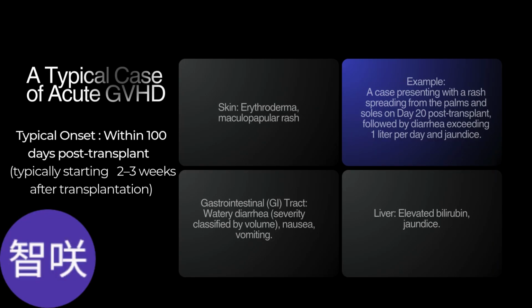A typical case of acute GVHD is described as follows. Acute GVHD refers to GVHD that occurs within 100 days after transplantation. It generally develops 2 or 3 weeks after the transplant. In one case, a red rash appeared on the skin 20 days after transplantation. The patient developed profuse watery diarrhea and the bilirubin level in the liver increased, resulting in jaundice.